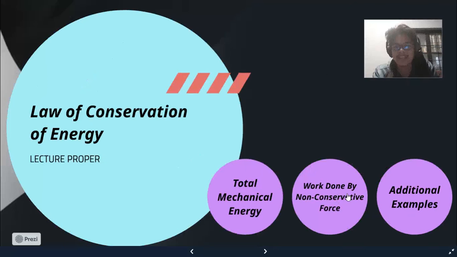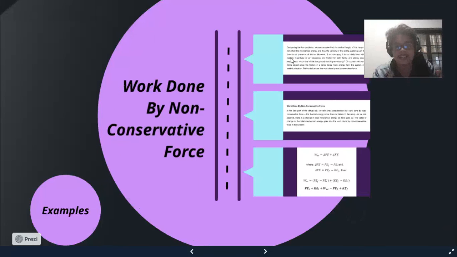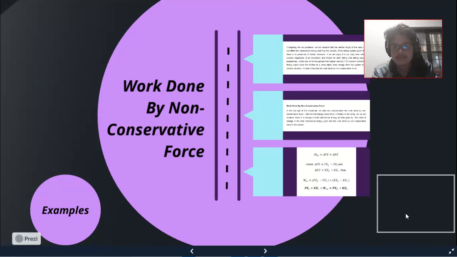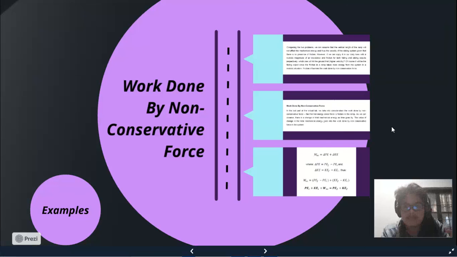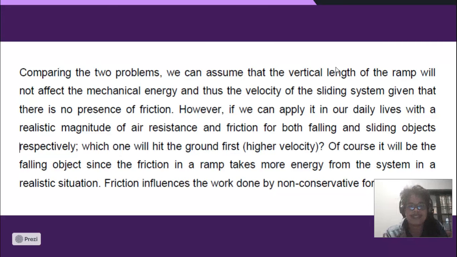Okay, comparing the two problems, we can assume that the vertical length of the ramp will not affect the mechanical energy and thus the velocity of the sliding system given that there is no presence of friction. If you investigate, kindly pause muna, I will reveal na yung kanina. Okay, napansin nyo na parehas lang yung sagot. So we can assume that the vertical length of the ramp will not affect the mechanical energy.